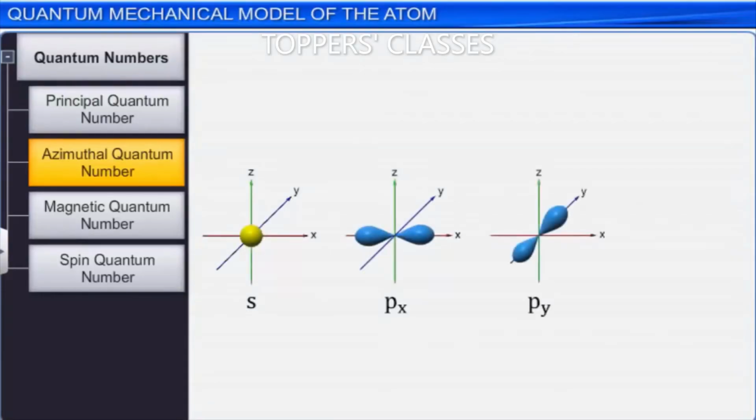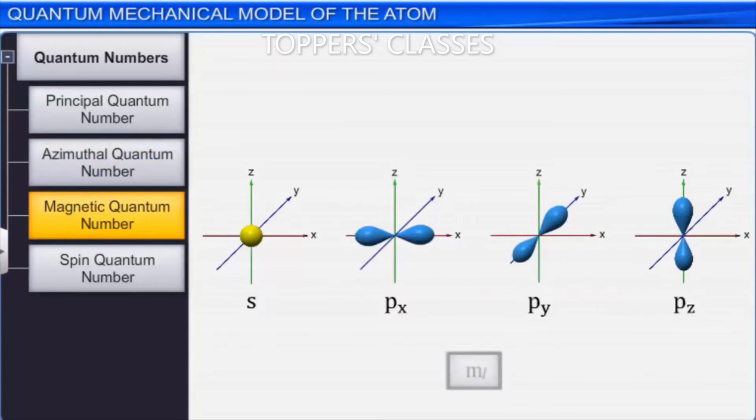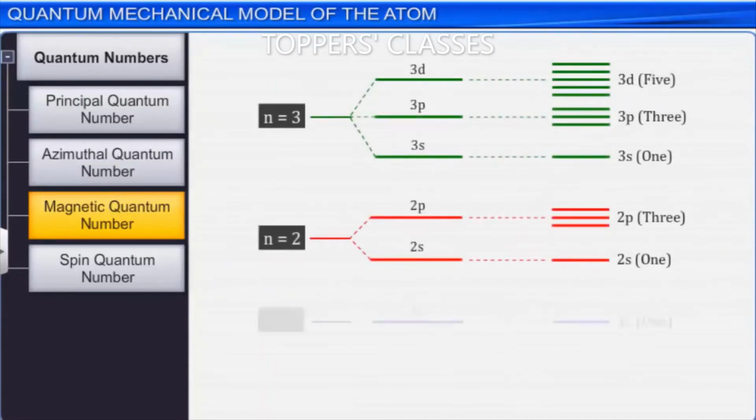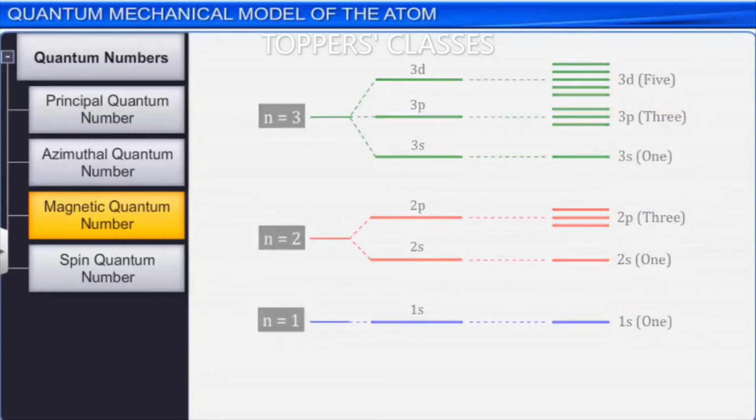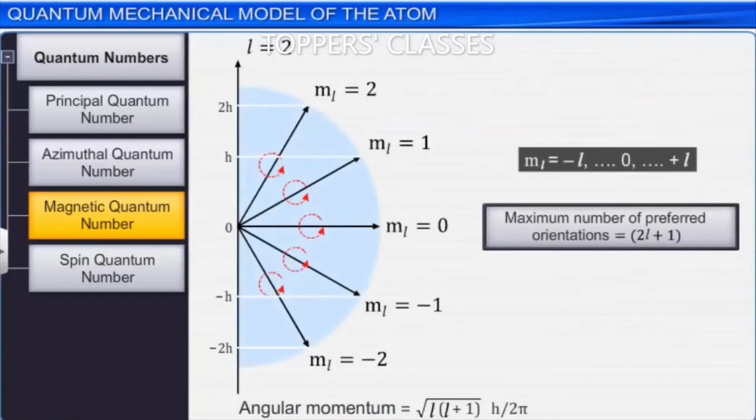The number of preferred orientations of electrons belonging to a subshell is given by another quantum number called the magnetic orbital quantum number, m_l. Each orientation corresponds to an orbital. Therefore, the magnetic quantum number helps to determine the number of orbitals within each subshell. For a subshell, there can be a maximum of 2l plus 1 preferred orientations or orbitals with values ranging from -l to +l, including 0.